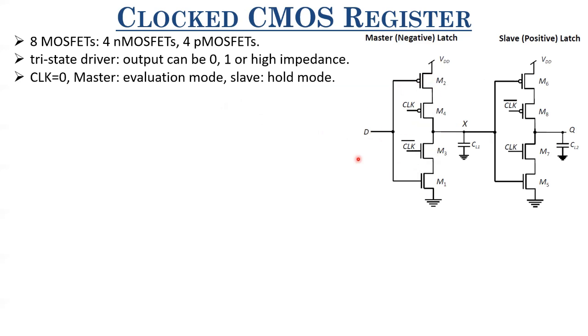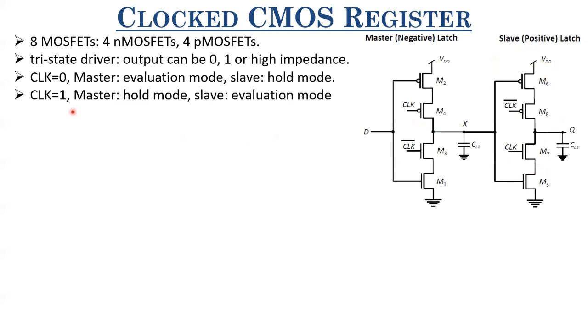So it's in evaluation mode since D is being propagated to X. What about this positive latch? If clock is 0, these two are turned off. So regardless of whatever is the value here, the value of Q will not be changed, right? So it's in hold mode.